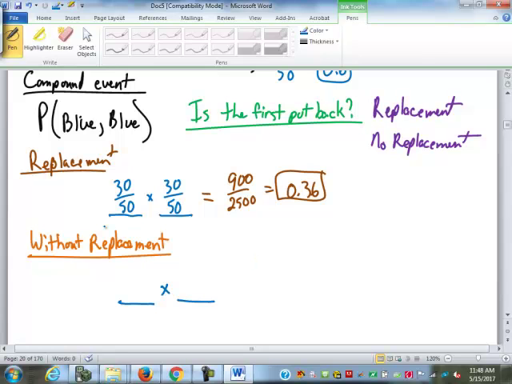So here, the probability that the first marble is blue, well, we're still 30 blue marbles out of 50 total. So that's still 30 out of 50. But if it is blue, if it's not blue, again, we'd stop, we'd be done. If it is blue, we're not going to put it back. We're going to set it aside before we draw the second marble. So the probability of the second marble being blue is 29 out of 49, because that one marble is missing. So if we multiply that out, that's going to be 870 out of 2,450.